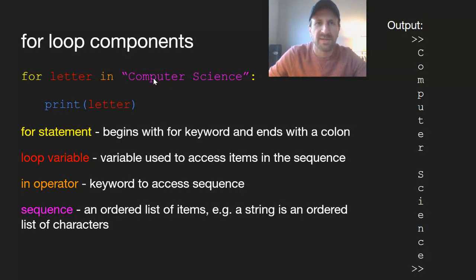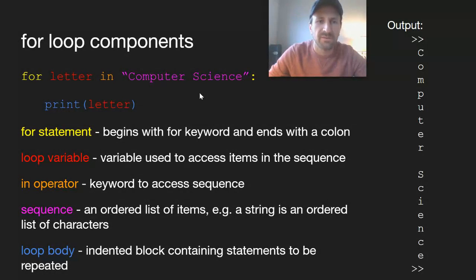And then the sequence, in this case, the only sequence we know so far is a string, so that's why we're using that as an example. But again, it's an ordered list of items, like a string is an ordered list of characters. Right? And then lastly, the loop body is the indented portion of the code. It's the indented block containing the statements that you're going to repeat over and over again.